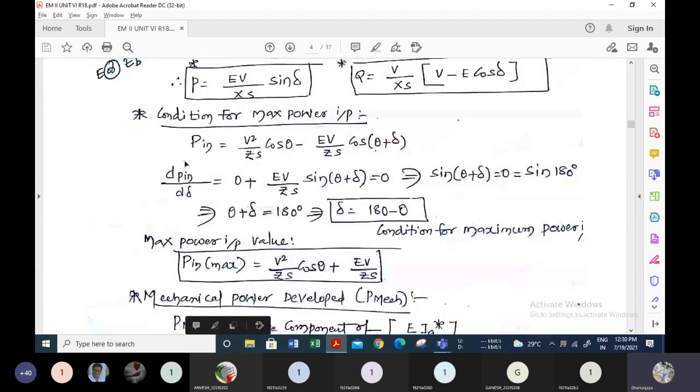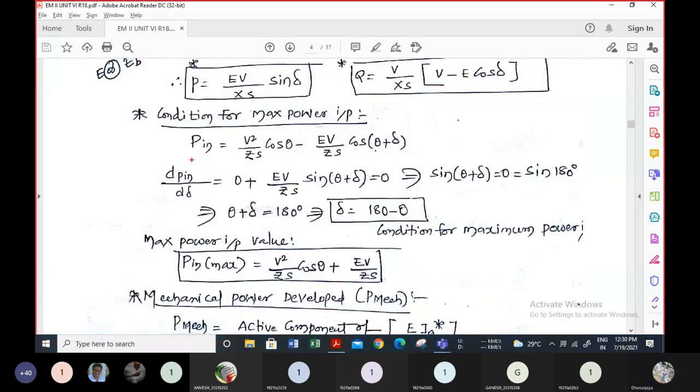What am I representing here? Input power. Input power is V into Ia conjugate, so V into Ia into cos phi. That value is already derived in terms of this.